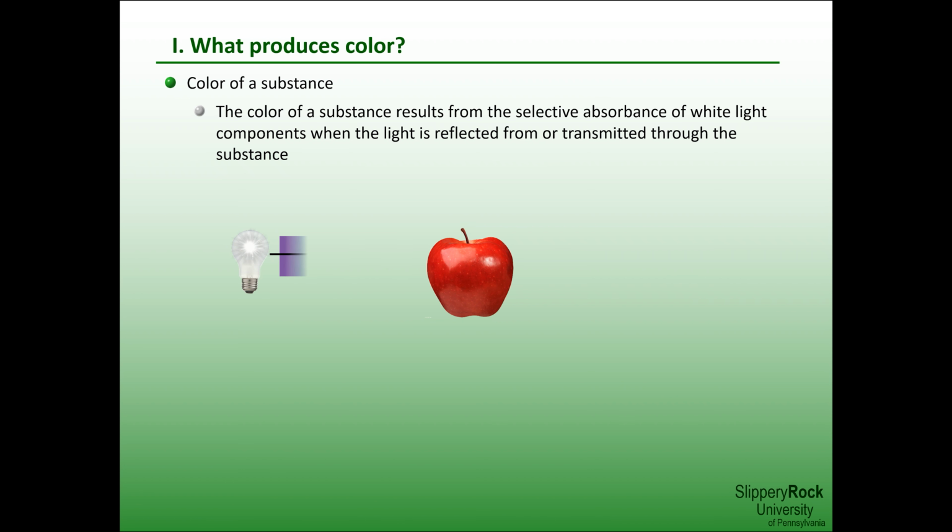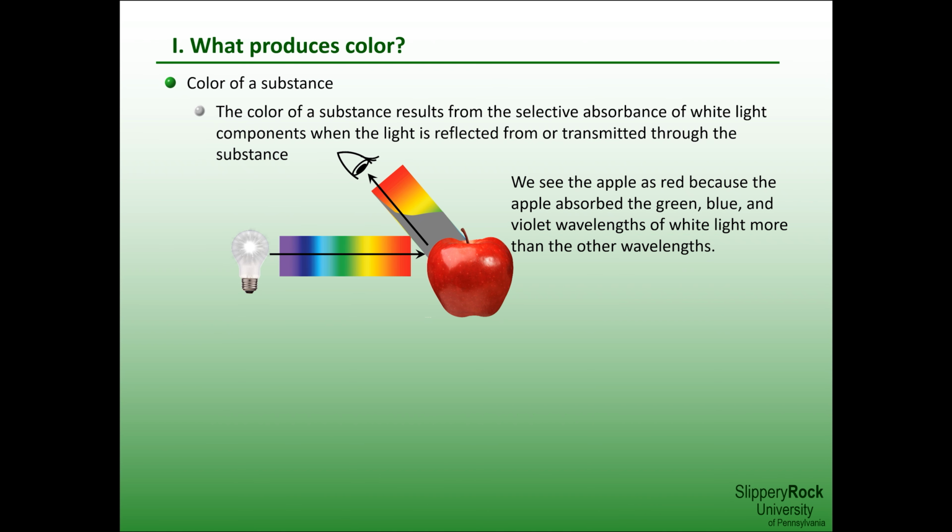When white light hits the surface of a red apple, the apple's pigments absorb most of the shorter wavelengths, that is, the green, blue, and violet parts of the spectrum. The longer wavelengths of red, however, are reflected more strongly. That reflected red light enters our eyes, and our brain interprets the apple as being red. So the apple is not inherently red. It simply reflects red light and absorbs the others.